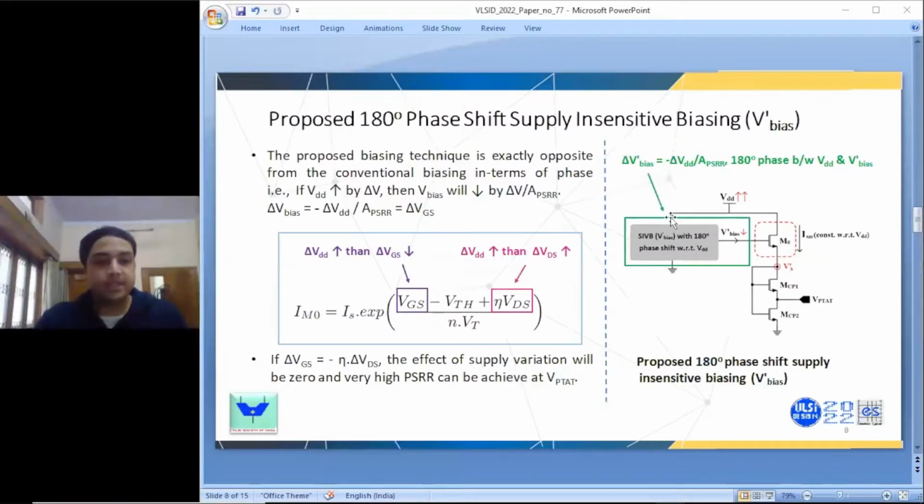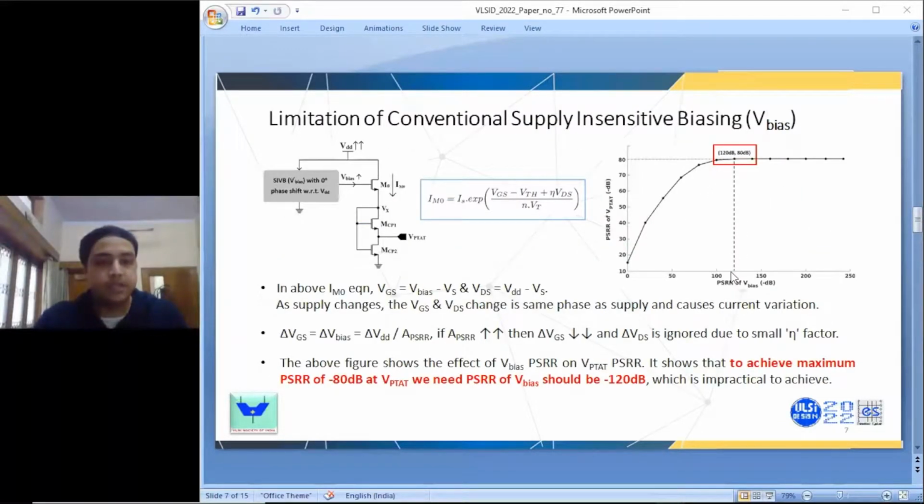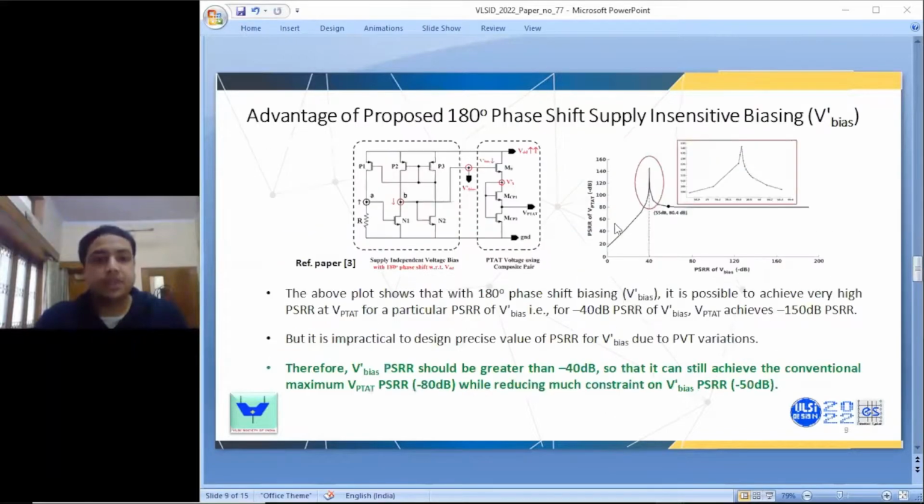While in the previous circuit, to achieve the maximum PSRR, you require a very high PSRR for the biasing circuit. But here, you don't need that. Circuit design constraints are very few. You don't need a very high PSRR. By simply getting a lower PSRR, you are able to achieve a very high PSRR at the output of the temperature sensor. That is what our technique helps with, compared to the conventional technique.